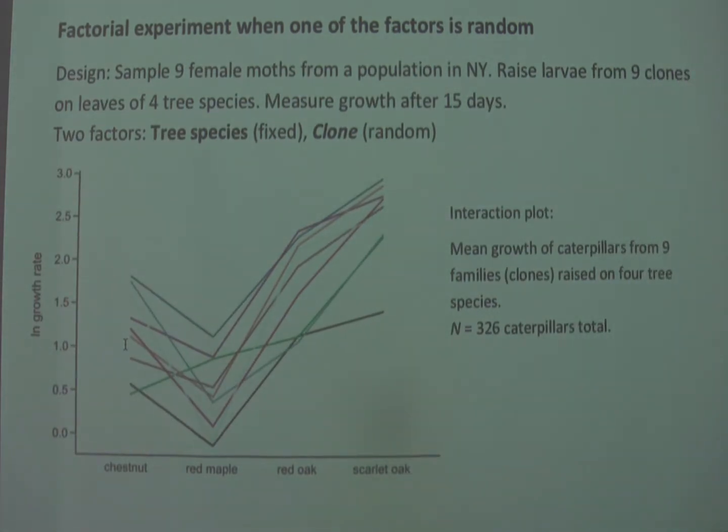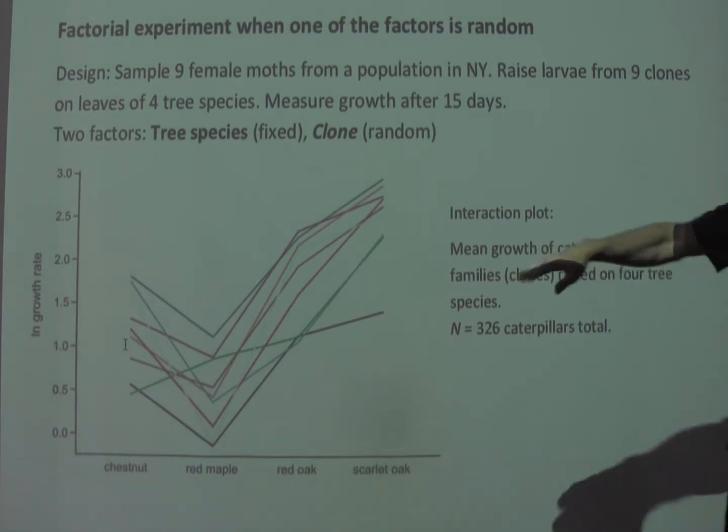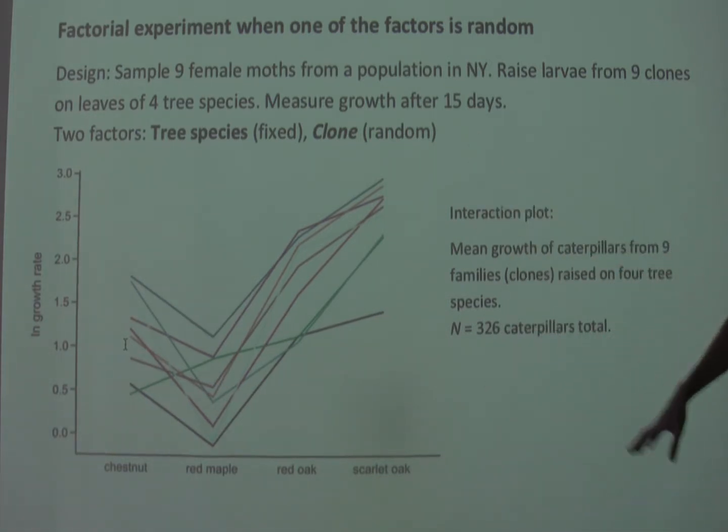So the design of the experiment was 9 female moths were sampled from a population in New York. Let's say they were randomly sampled, and then the larvae were raised from those 9 clones on leaves of 4 different tree species, and then after 15 days they measured growth. So there's the log of growth along the x-axis of the 4 different tree species that they used, and this is what's called an interaction plot.